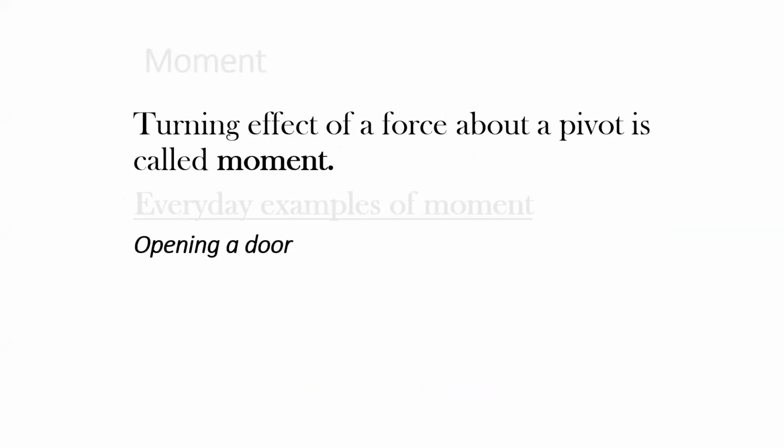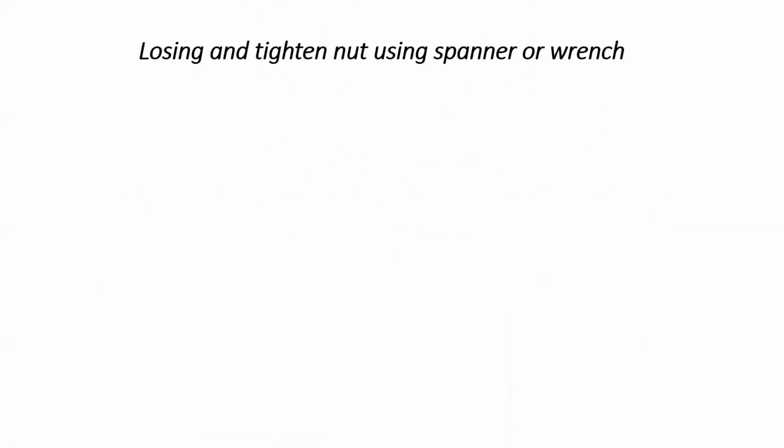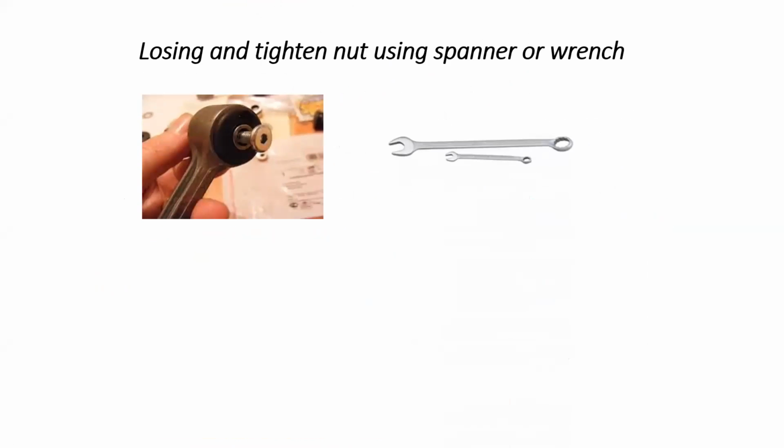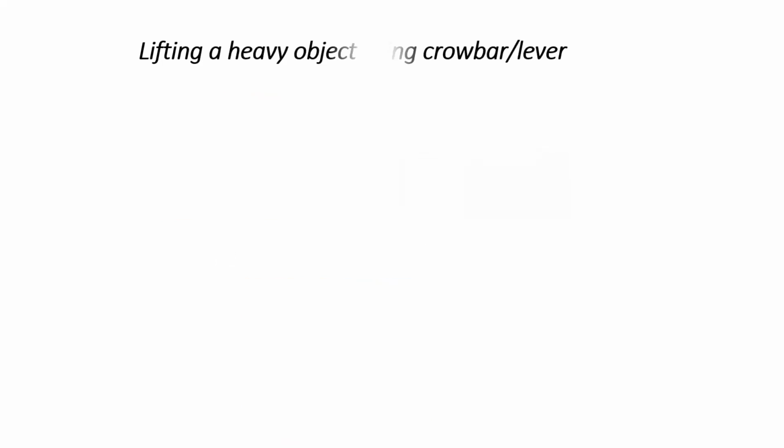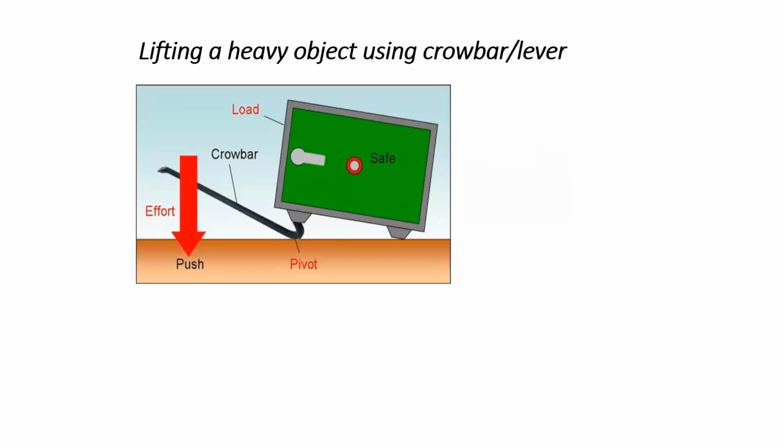Examples of moment: opening a door, that is one example, or loosening or tightening a nut using a spanner or wrench, or lifting a load with a wheelbarrow, that is also an example of turning effect or moment. So when we apply force and the object rotates, we simply call that the moment.